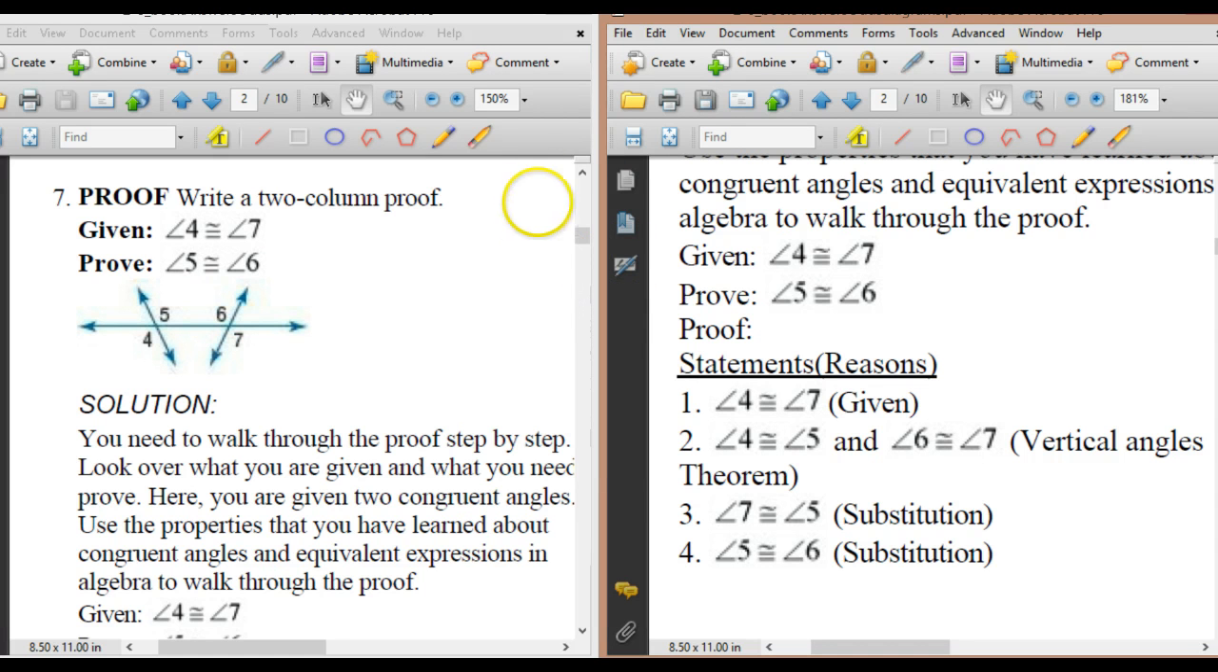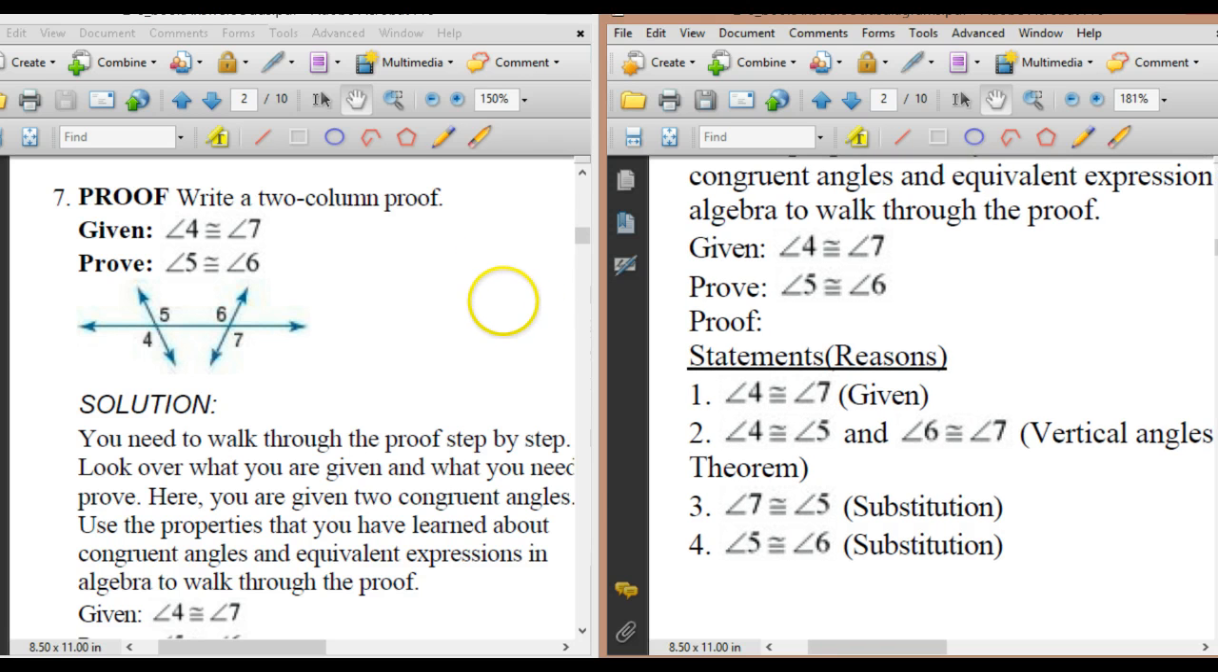So we want to arrive at this conclusion that 5 is congruent to 6. So to get us closer there, we can say that 7 is congruent to 5 because we know that 4 and 7 are congruent. We know that 4 and 5 are congruent. Since 4 and 7 are congruent, I can put 7 in place of 4. So in this statement right here, I take 4 out and I put 7 in its place, and I get this new statement. 7 is congruent to 5.